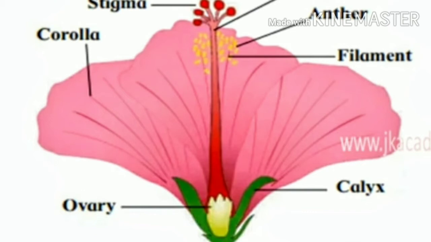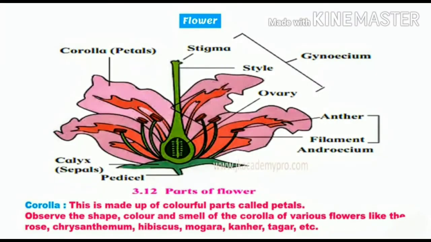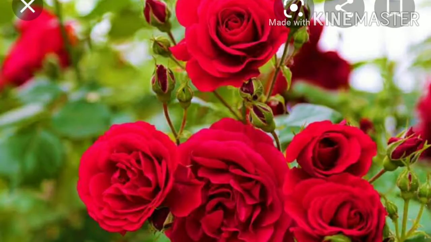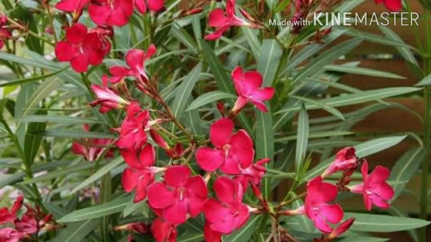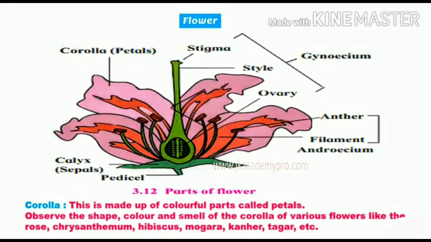So, first of all, calyx. In the bud condition, the petals are covered by leaf-like parts called sepals, which are green in color. So, they form the calyx. Now, corolla. Corolla is made up of colorful parts called petals. Observe the shape, color and smell of the corolla of various flowers like the rose, hibiscus, mogra, kaneer, tagar, chrysanthemum. So, we notice that different flowers have different petals, different colors as well as different smell.